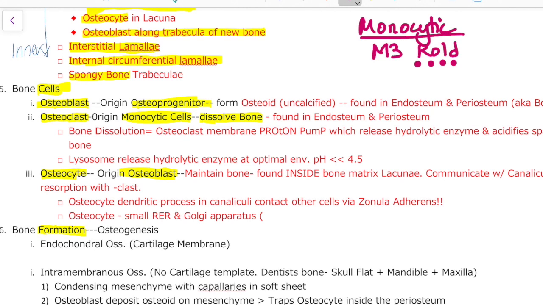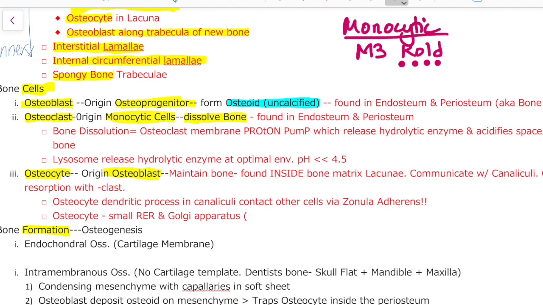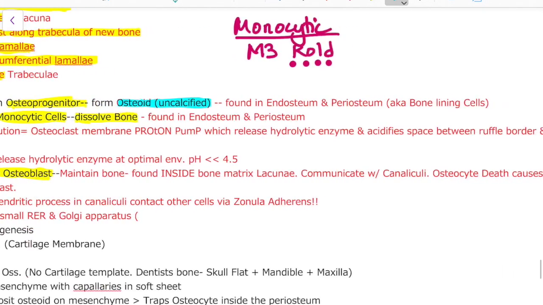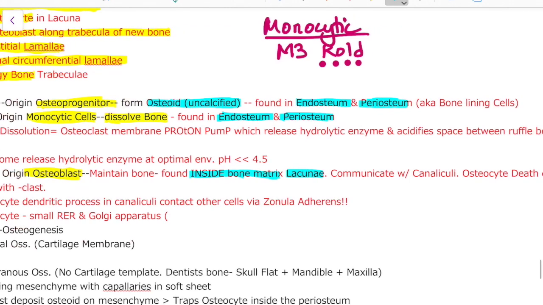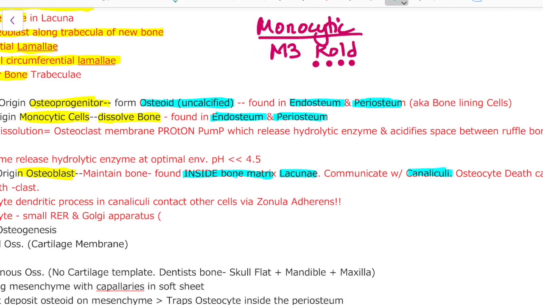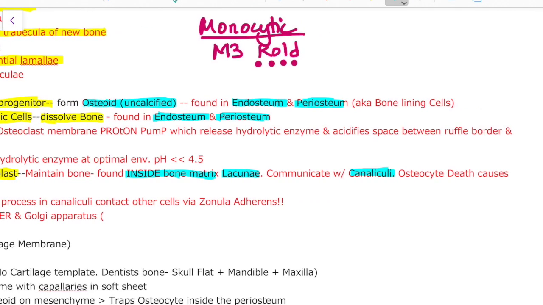So we have osteoblasts that come from osteoprogenitor. They form this uncalcified osteoid, which gets calcified. You find the osteoblast both in endosteum and periosteum, as well as osteoclast, you find it in endosteum and periosteum. Only thing is osteocyte, you always find it inside the matrix. So osteocytes are always stuck in the lacunae. They communicate with the canaliculi, as shown in the figure earlier.